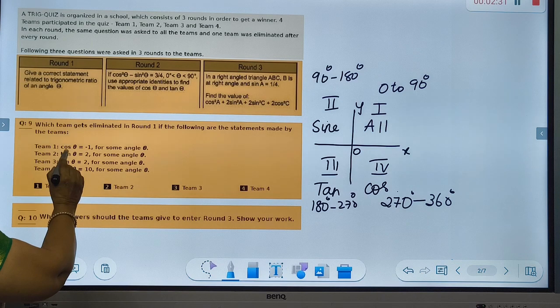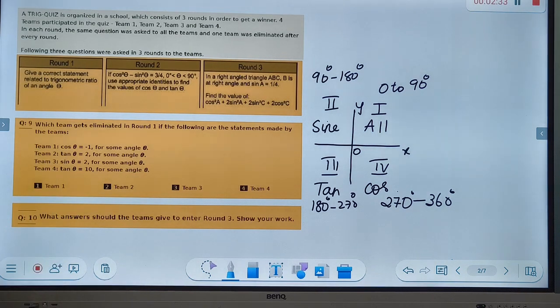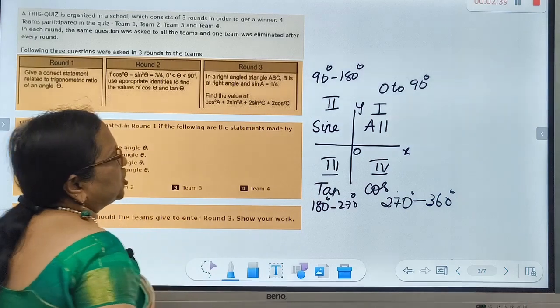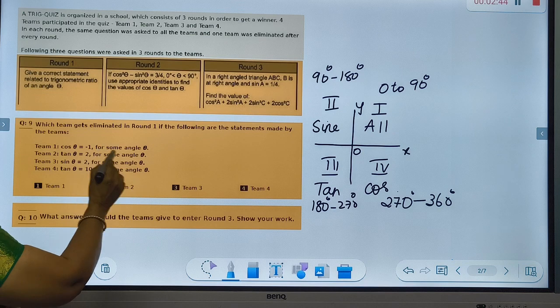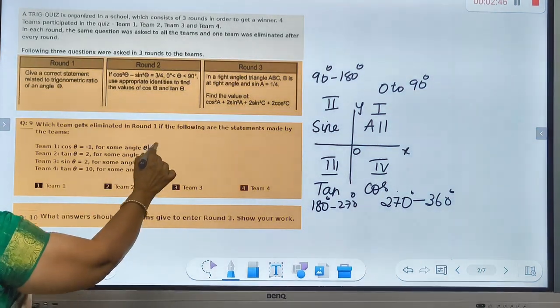So look at the first answer that is given by team 1. Cos theta equal to -1 for some angle theta. You know that, for example, in the 3rd quadrant, cos function is negative. Okay. So it is possible that cos theta is negative. So this is possible.